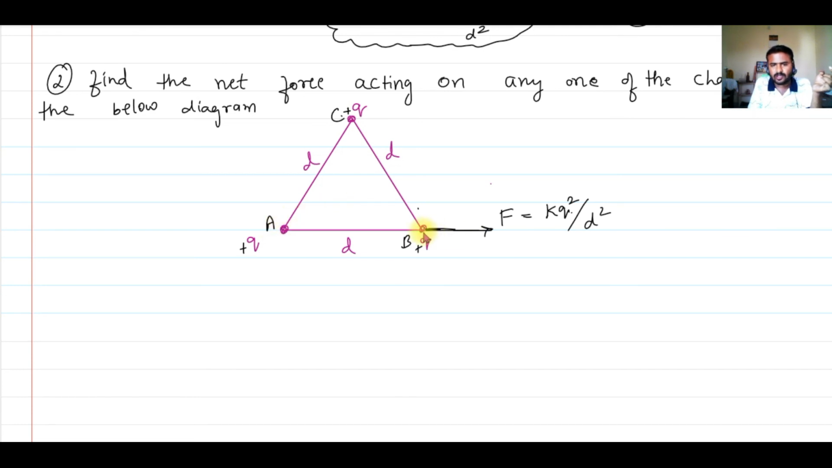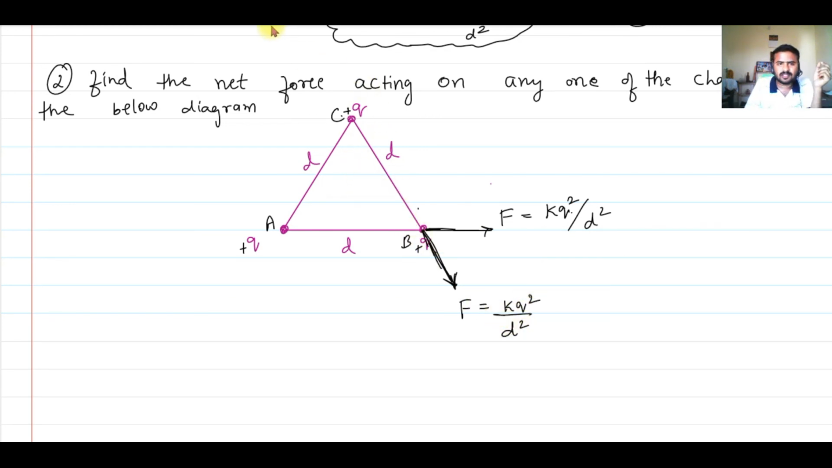Now at the same point, the charge Q at B will also experience a force due to the charge at C. That will also be along the line joining these two charges, in this direction. How much will that force be? That force is also F only, the same force, right? Because the charge at C is also Q. So how much will be the force? K Q1 Q2, which is Q into Q, which is Q square, divided by d square.